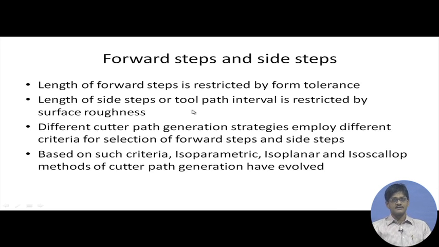So, forward steps and side steps, we have already discussed this. To summarize, length of forward step is restricted by form tolerance, length of side step is restricted by surface roughness, and different cutter path generation strategies employ different criteria for selection of forward steps and side steps. Based on such criteria, there are three methods of cutter path generation, which are known as isoparametric, isoplanar, and isoscallop method. These are the main, others also exist.